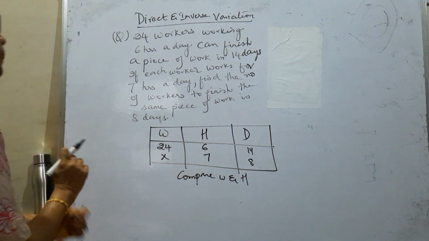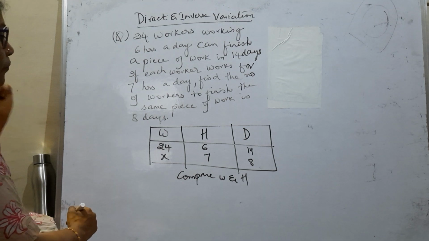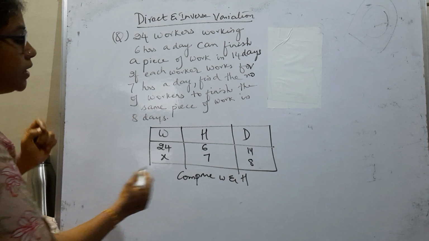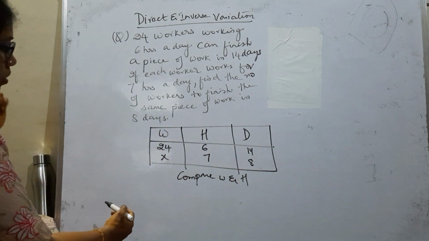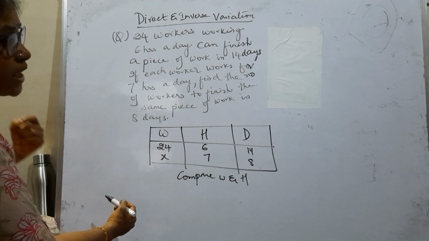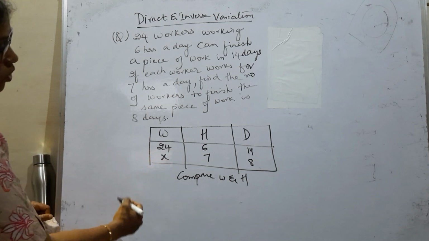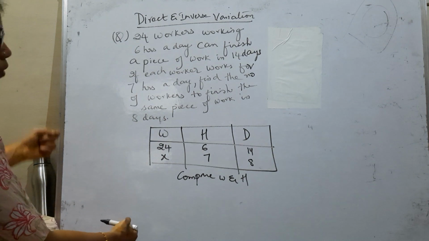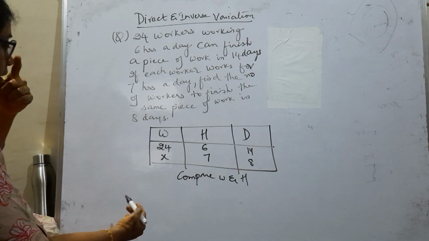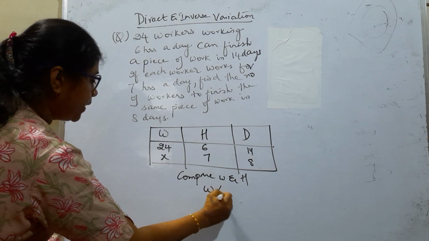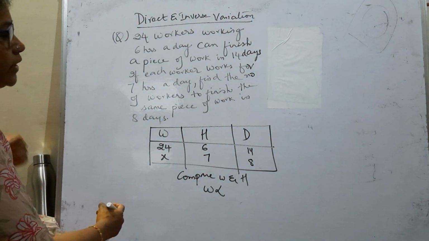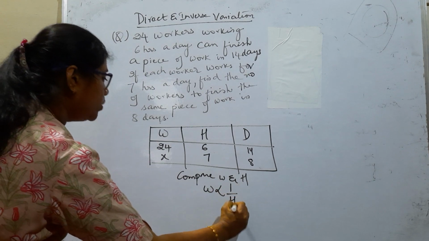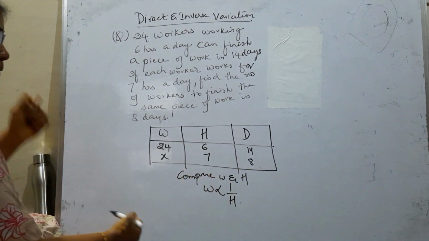So observe here. Every worker is working for 6 hours a day, and they can complete the task in 14 days. If they're working 7 hours a day, definitely we require a smaller number of workers. That means one quantity is decreasing, the other quantity is increasing. Workers are decreasing, hours are increasing. So it is inverse variation. In inverse variation, one quantity rises, the other quantity decreases. W is inversely proportional to H. This is the symbol for inversely proportional.